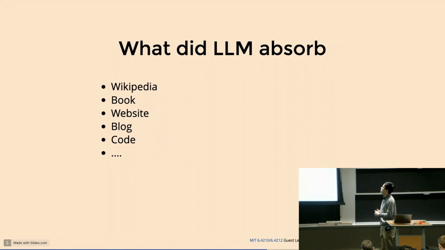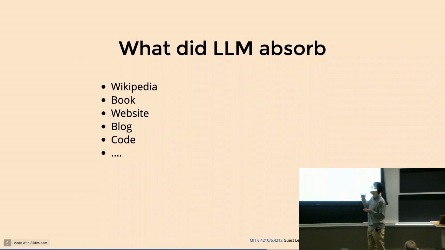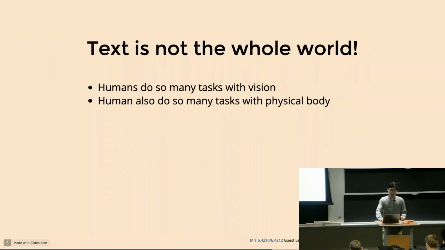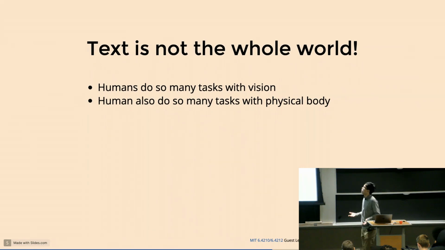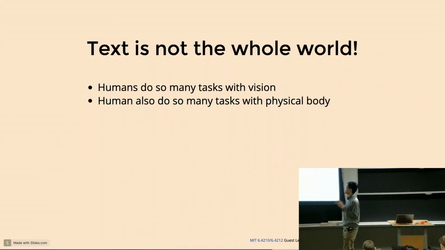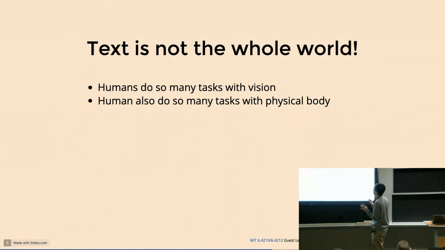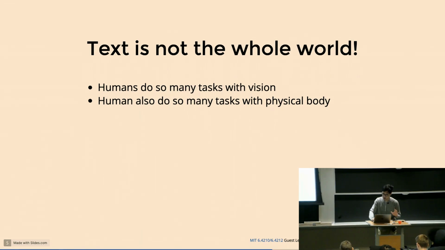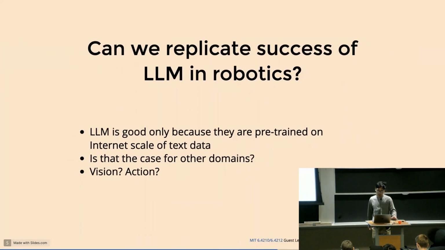So you immediately realize that what large language models absorb is Wikipedia, books, websites, all this useful information about high-level instructions. However, text is not the whole world. Humans do so many tasks with vision, and humans also do so many tasks with their physical body. These are both important quantities for robotics that large language models don't capture. The major question is, can we replicate the success of large language models in robotics?